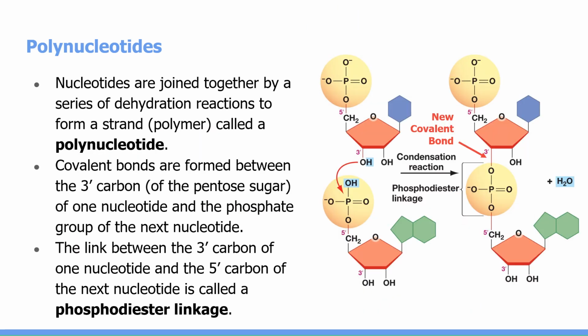So nucleotides are joined together by a series of dehydration reactions. And remember, dehydration simply means we're losing that water to join things together. Okay? So covalent bonds are formed between the 3' carbon and then the phosphate group of the next nucleotide. This link is called the phosphodiester linkage. And you guys can see it here. Boom, the OH with this phosphate here on another nucleotide. Again, dehydration, we lose water to form that connection here.